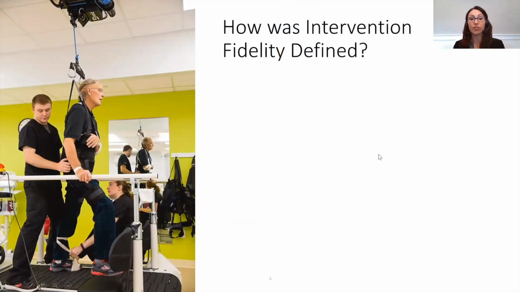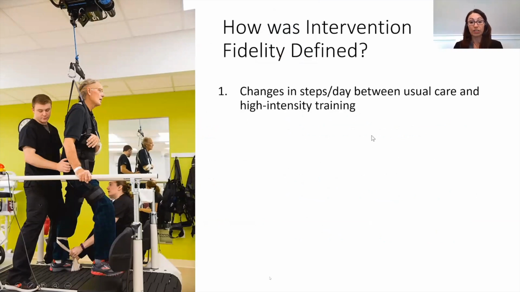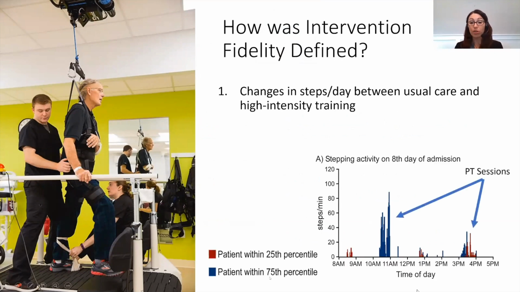In this project, we also decided how we would define intervention fidelity. And the first metric we decided to look at was changes in steps per day between usual care and high-intensity stepping training. Now, this was the easiest metric to use because we had the step activity monitors on the patient, and we wouldn't need to get any information from the electronic medical record to be able to look at this metric. We also thought it would be a good metric because previous research that we had done in an implementation project indicated that most patients did not walk much outside of physical therapy, which makes sense because they're in inpatient physical therapy. And so here you can see on the graph these little bursts of stepping activity.